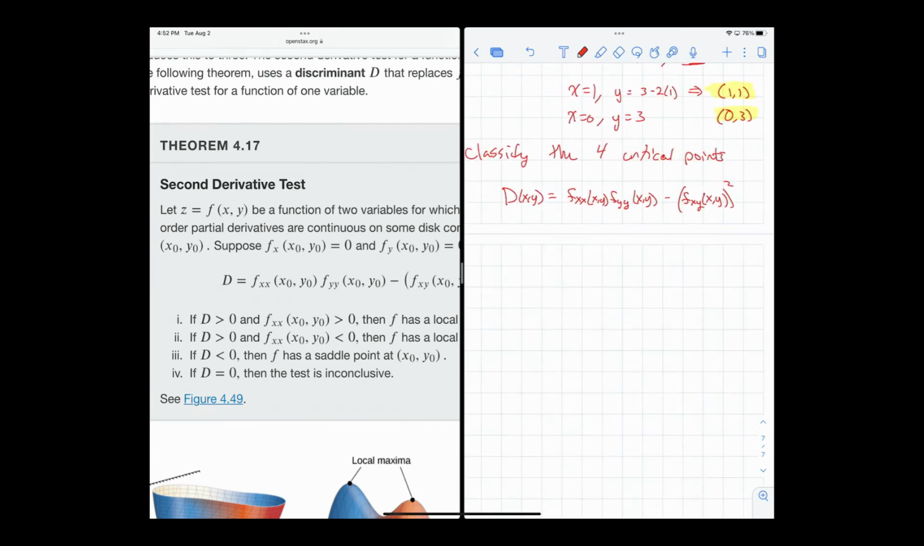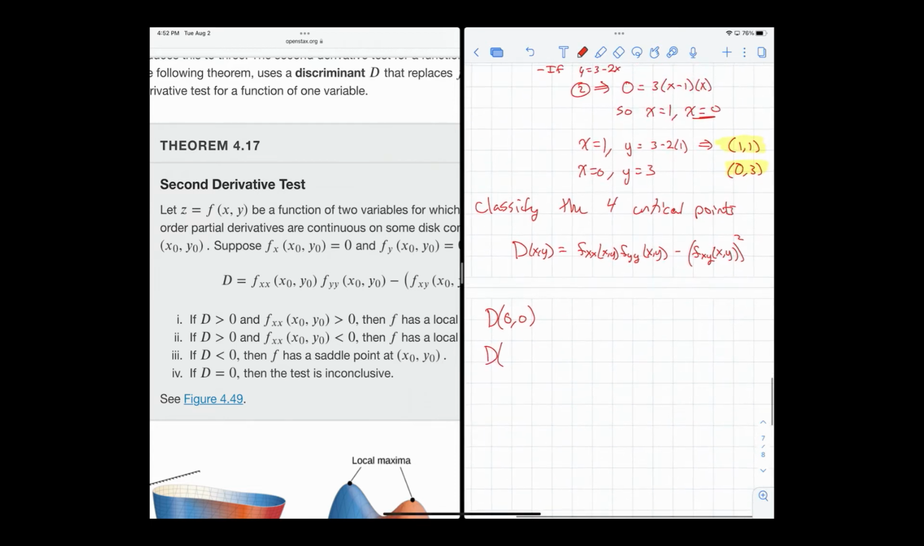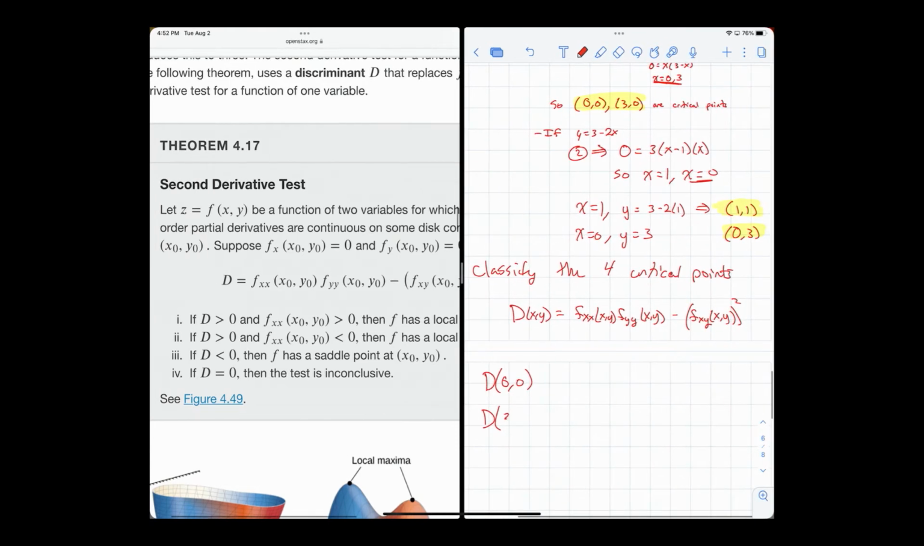So we need to evaluate D at 0, 0, D at, what do we got? 3, 0, D at 1, 1, and D at 0, 3. And then we will be able to interpret them according to the second derivative test here.